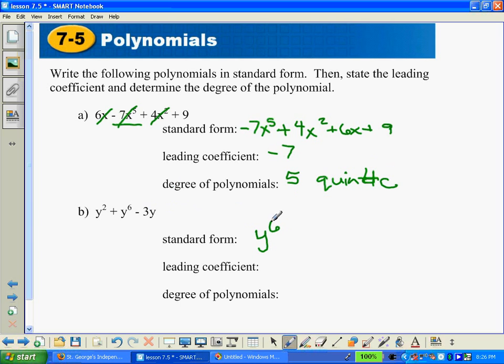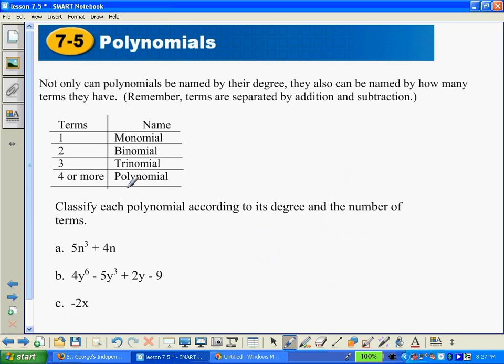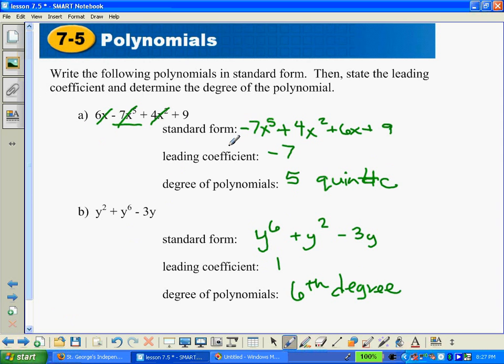Moving on, not only do you name polynomials based on their degree, but you also name them based on how many terms they have. Let's go back here for a minute. In example A, how many terms is this polynomial made up of? Remember again, terms are separated by addition. Negative 7x to the fifth, the term positive 4x squared, positive 6x is a term, and then plus 9 is a term. So this polynomial is made up of 4 terms.